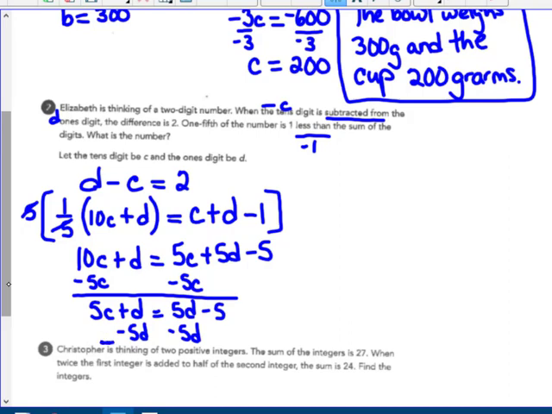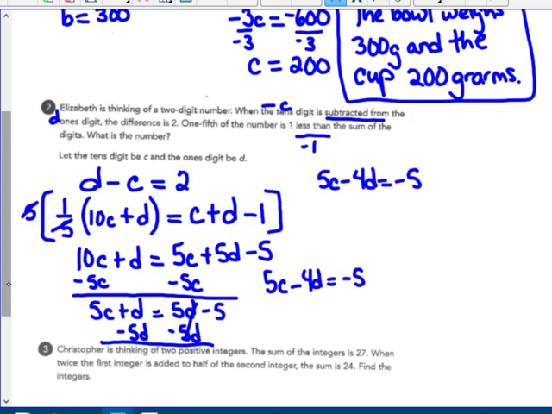Because D minus C equals 2, I want to have a constant by itself. So I want this -5 to be by itself. So I get 5C's minus 4D's, because D minus 5D is minus 4D's, equals -5. So that's my two equations. D minus C equals 2, and 5C minus 4D equals -5.